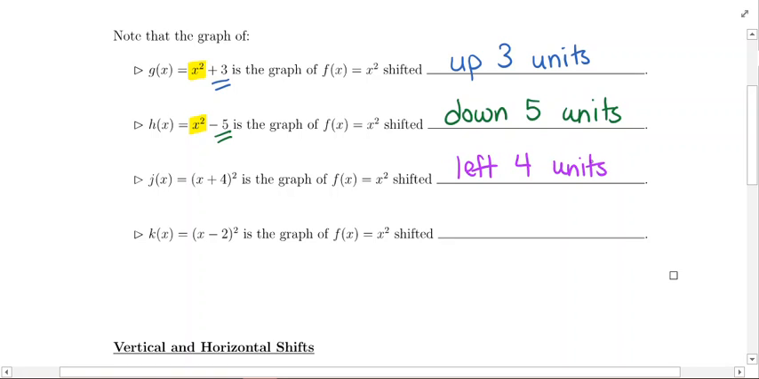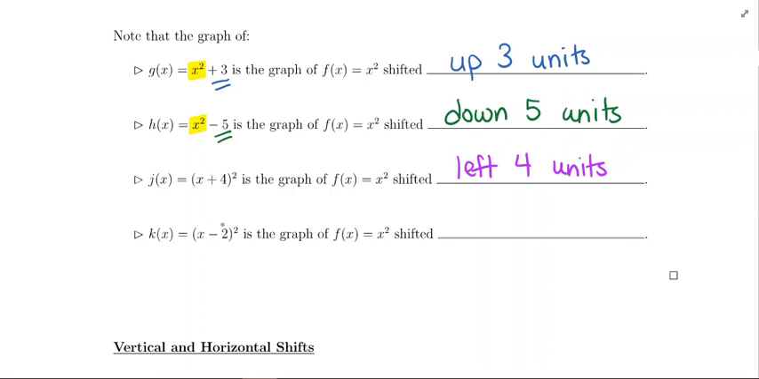Okay, so let's talk about the formula. When you were doing up or down, you just took the basic function and you either added or subtracted a number. There were no parentheses. Now there are parentheses involved. When there are parentheses involved, that is going to cause a horizontal shift instead of a vertical one.